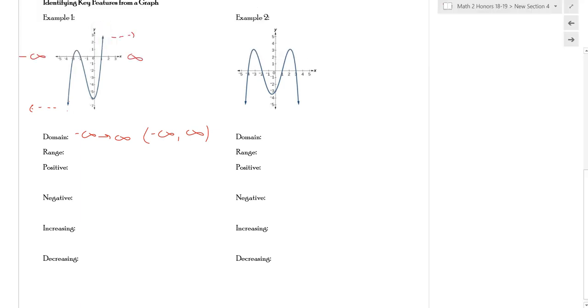Then we have our range. Range is how far down to how far up it goes. Anytime you see these arrows, right, this is going down forever. And again, down is at negative infinity because these are our negative numbers. This arrow is going up forever, so this is positive infinity. So this range is also going from negative infinity to infinity. So we'll write it in our interval notation.